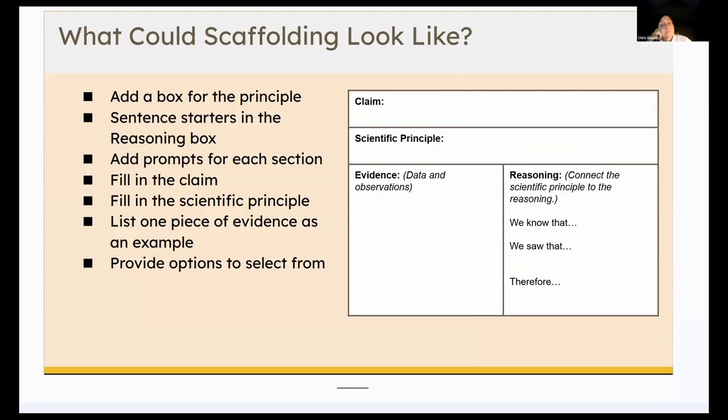And so you can add some ways to scaffold that: add a box for the principle, and do the sentence starters in the reasoning box, so they have those 3 prompts. You can add a little prompt or a description for each section so they remember what the purpose of it is. You could fill in parts of it. If you're not worried about the claim right now, just don't make them write it, fill it in. Same with the science principle. Sometimes identifying the science principle is hard. So just give them the science principle so that they know we're all in agreement, this is what it is. So there are some things you can do to scaffold that.